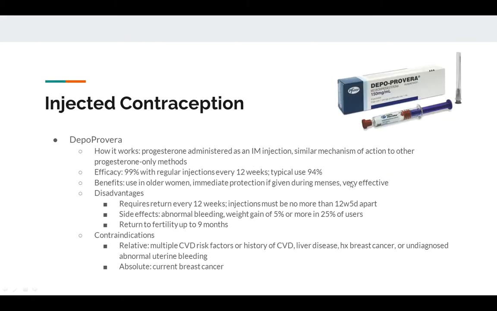Depo-Provera is a long-acting reversible. It lasts for about 12 weeks. Typical use is not as good in terms of efficacy, and that is because people forget to come back for their second shots. They have to be no more than 12 weeks and 5 days apart in order to be effective. There are some relative and absolute contraindications to this method, but similar to the IUS systems and the implant in the arm.